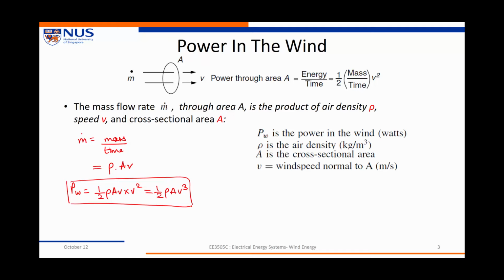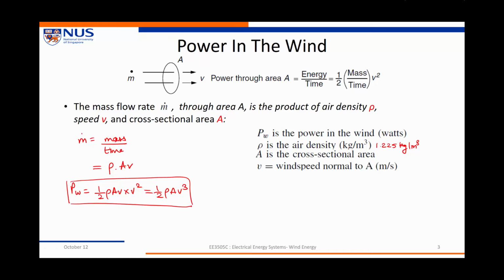In this equation, Pw is the power in the wind in watts. Rho is the air density in kg per meter cube, and the typical value here is 1.225 kg per meter cube. A is the cross sectional area and v is the wind speed, which is normal to that cross sectional area, in meter per second.